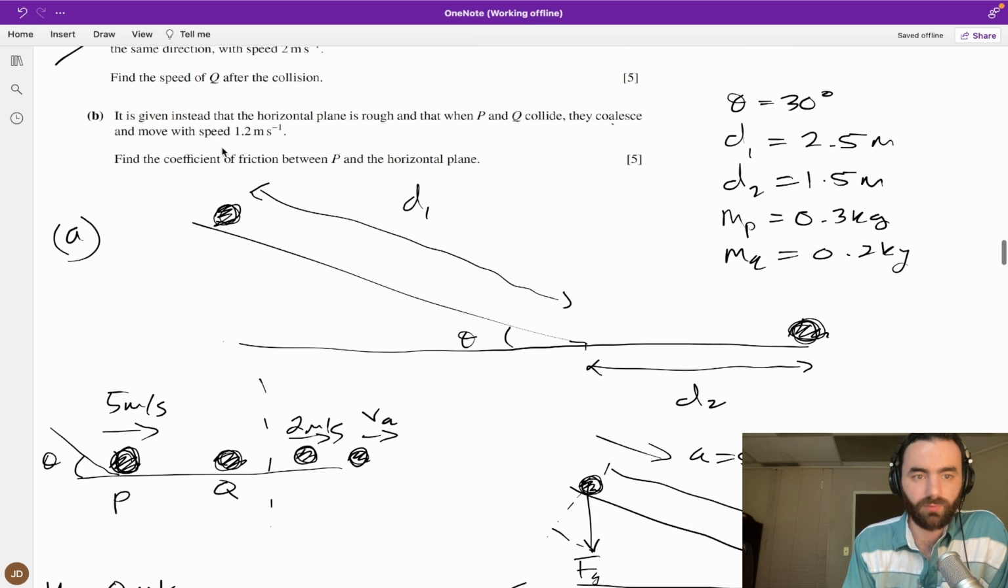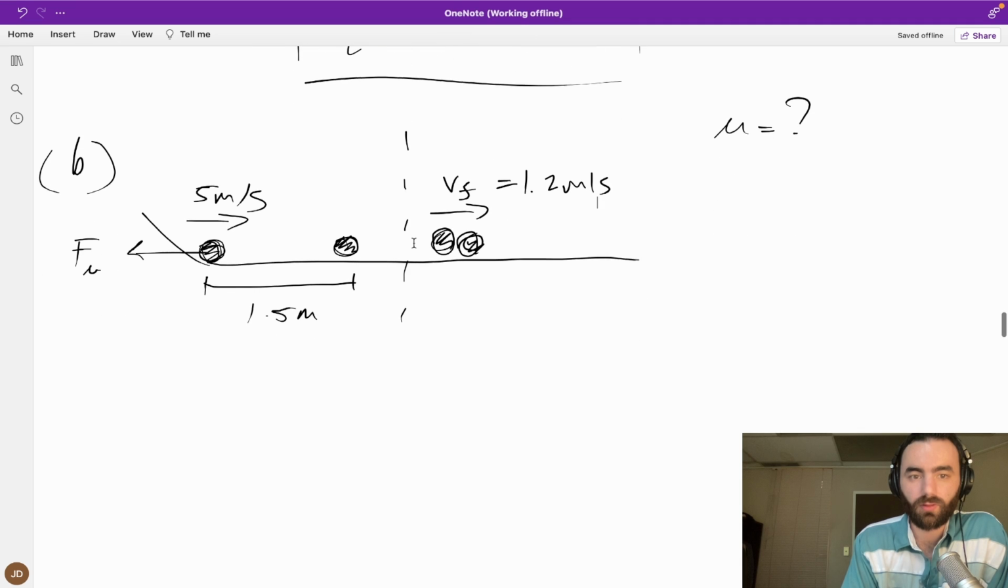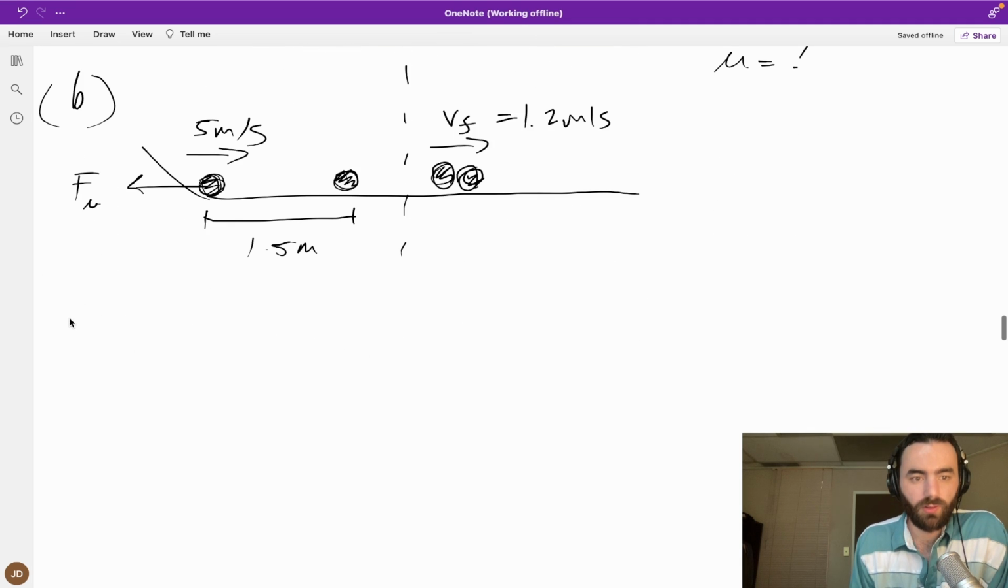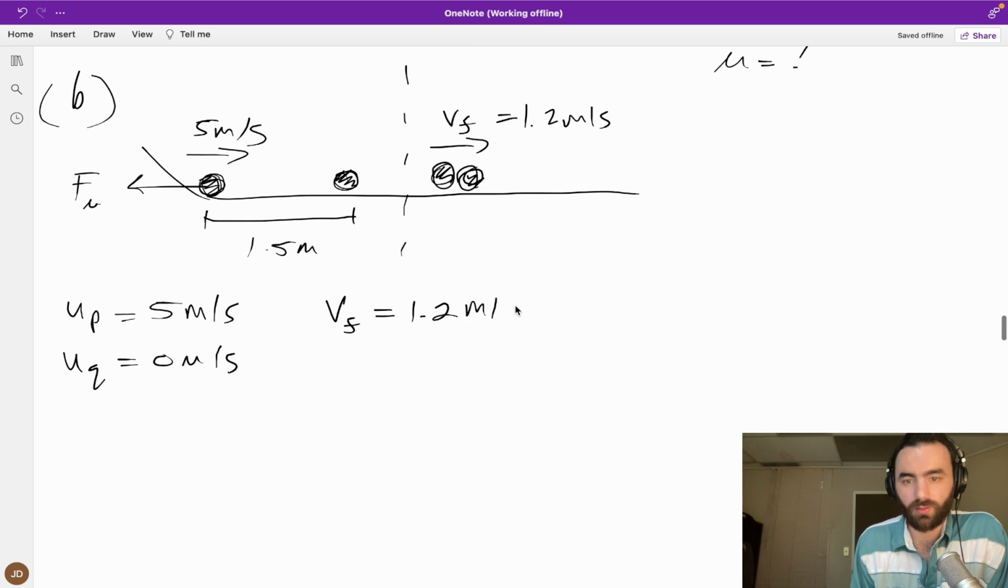Okay, just to make sure. It's given the horizontal plane is rough, and when P and Q collide, they coalesce. So it's just saying the horizontal plane, not the slope part, so that stays the same. The speed at the end of the downward slope is going to be 5 meters per second for P. So before the collision, we have the speed of P and the speed of Q, and after the collision, our v final is 1.2 meters per second.